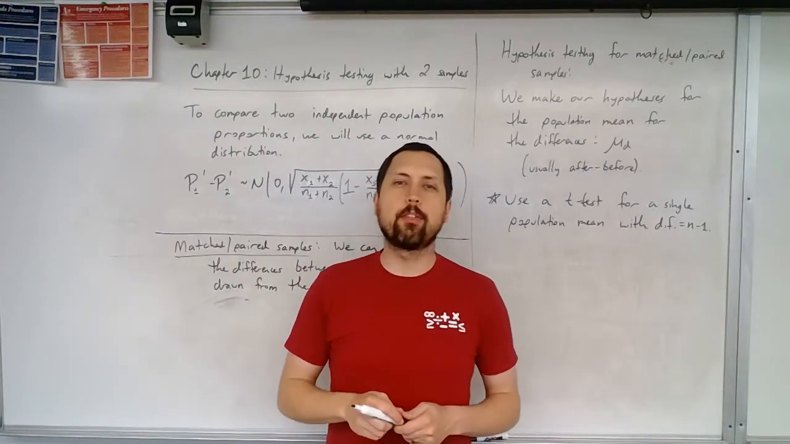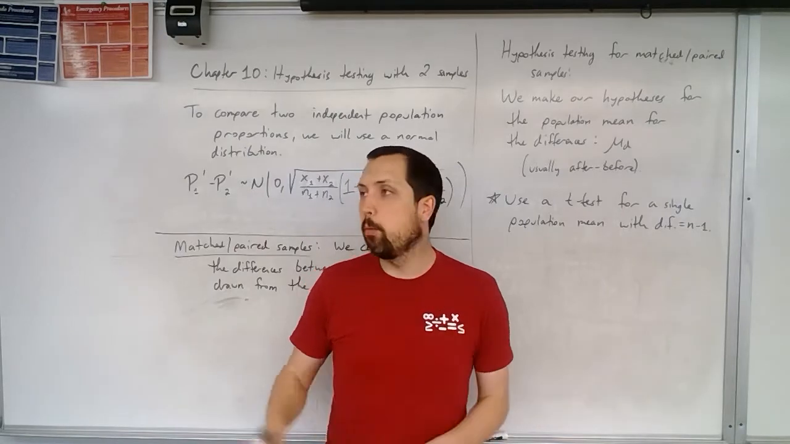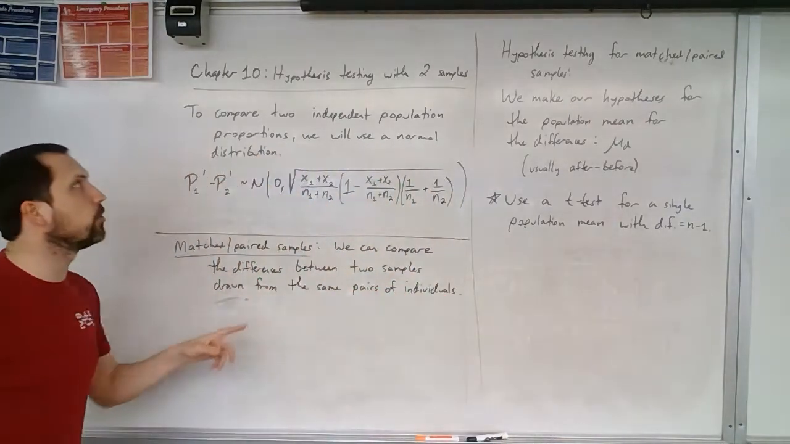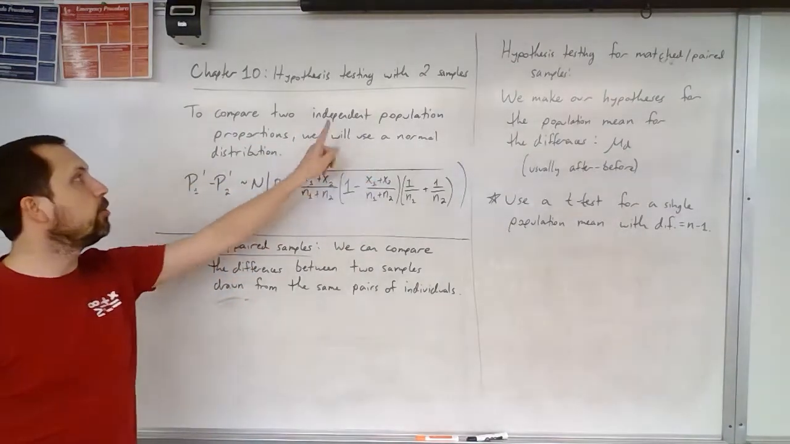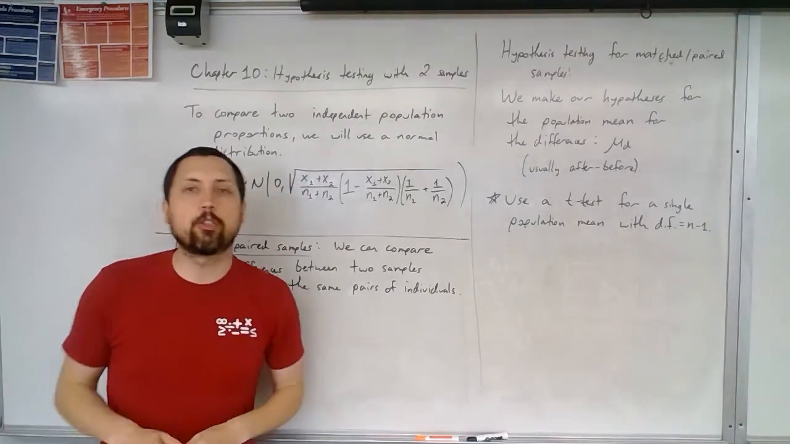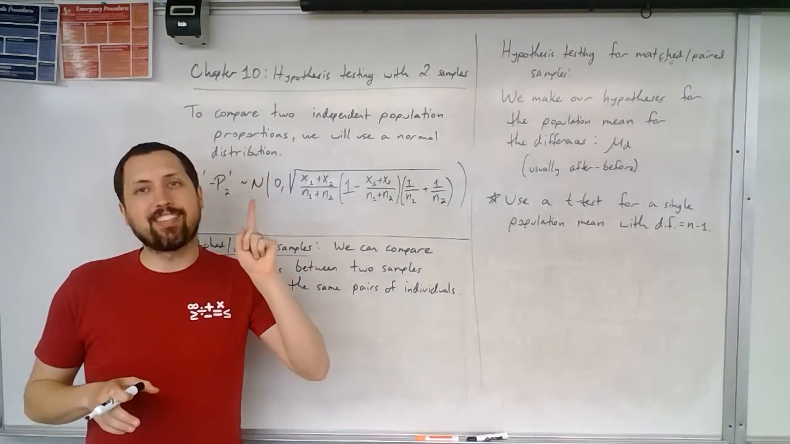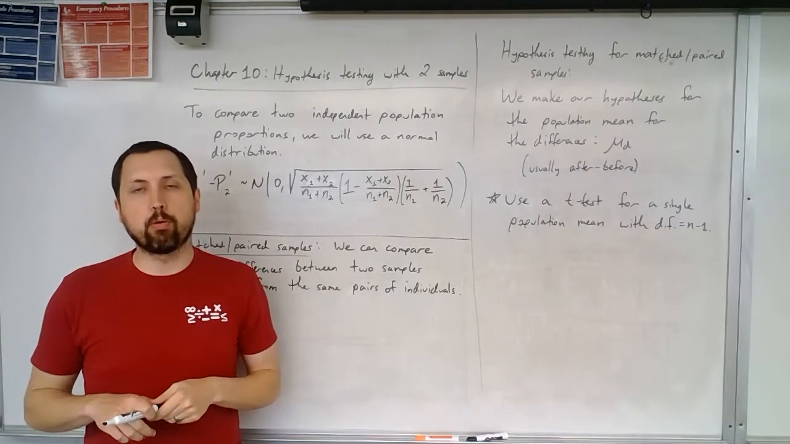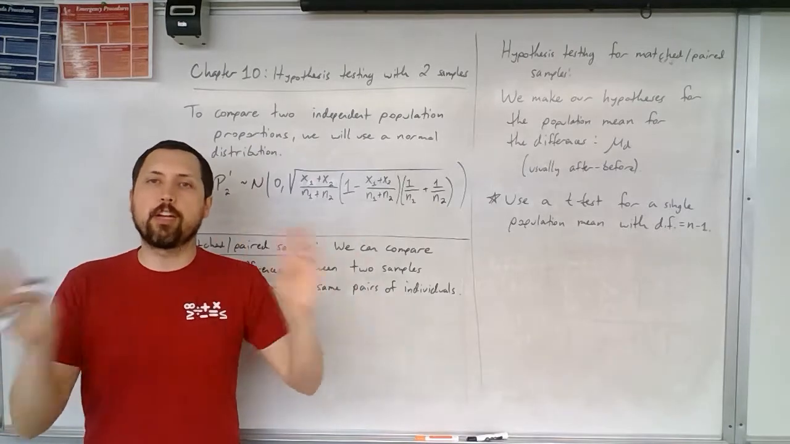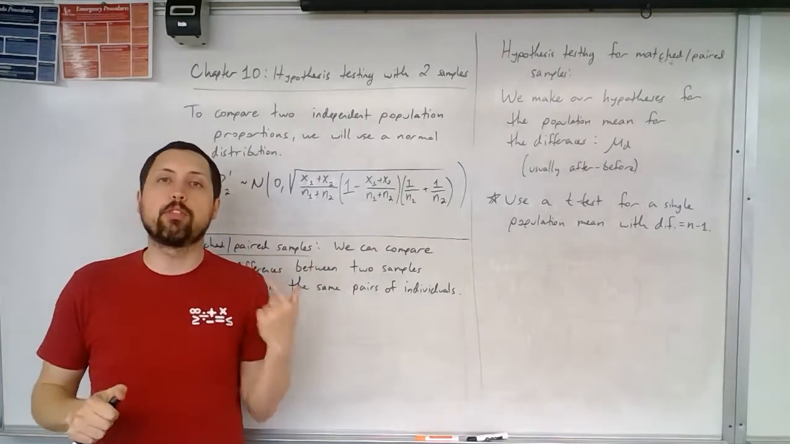The other two types of hypothesis testing we're going to do on two samples will be on proportions and this idea of matched paired samples. So this first one, we'd like to compare two independent population proportions, and this will use a normal distribution. So again, we're just extending the idea of hypothesis testing on a single population proportion. We'd now like to do this for two distinct groups, understanding what is the difference between those in regards to proportions as opposed to means.